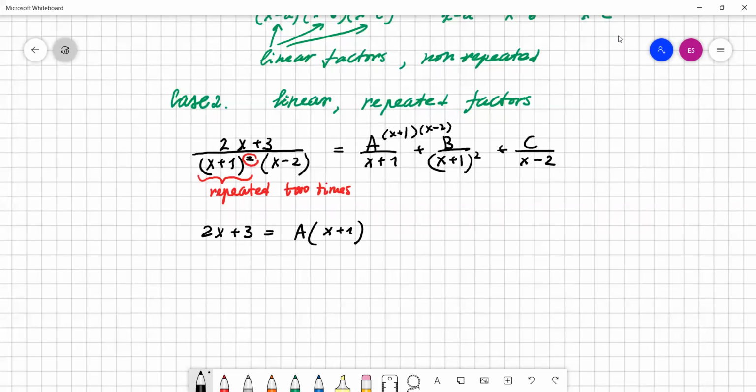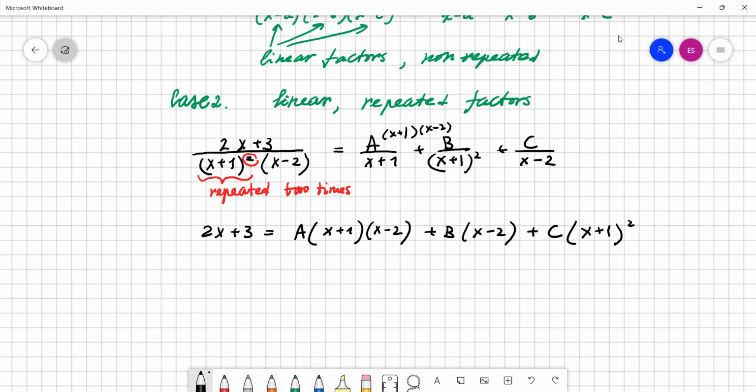x plus 1, x minus 2. And b, what is missing? Well, the square is here already, so I don't need to multiply by this, but x minus 2 is missing. And for c, I'm missing x plus 1 squared, the whole thing.